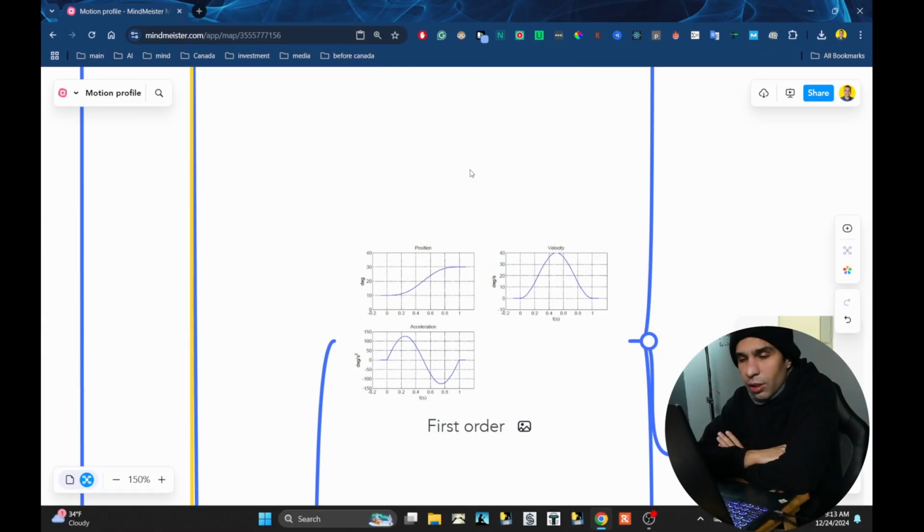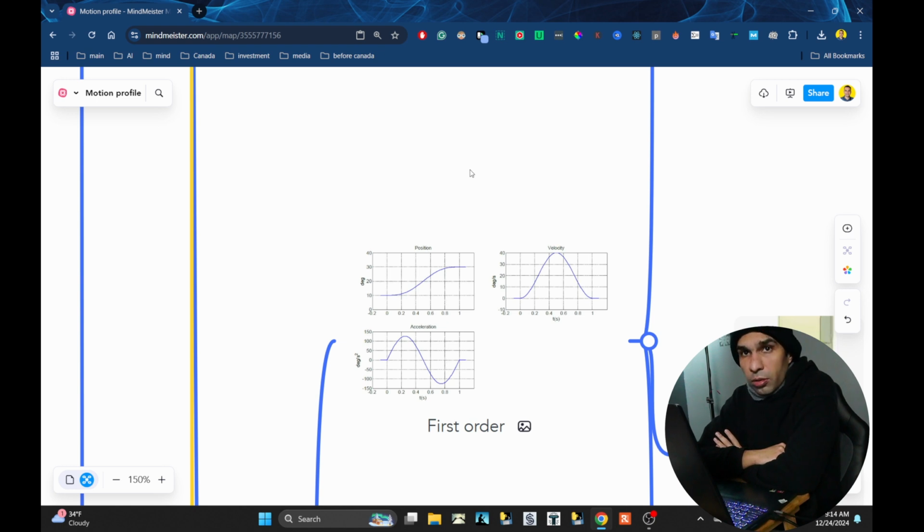Hello guys, today I want to talk about the sinusoidal motion profile. This one is much more manageable compared to the previous profile that we talked about. In the previous profile, I was talking about the S-curve and the snap, this kind of thing. This one is also used in the industry, although I'm not using it personally.